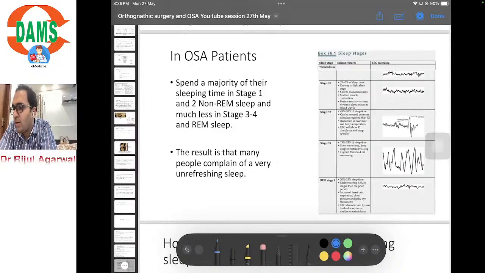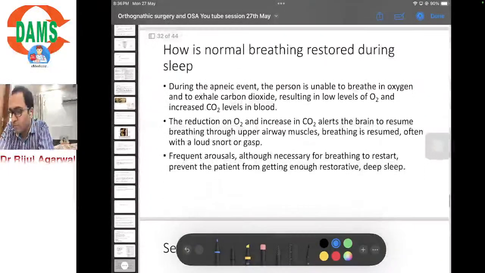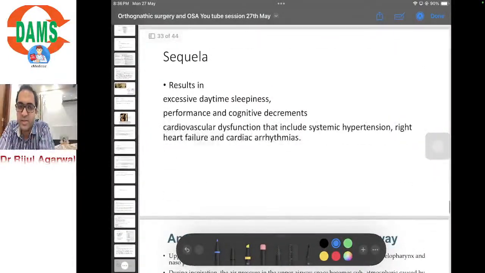Okay, from general knowledge, if the patient's sleep is not proper, there will be frequent arousals. It will affect productivity and health, cardiovascular disorders and so on. So what is the result? The result is that the patient complains of very unrefreshing sleep. What does it result in? It results in excessive daytime sleepiness, performance and cognitive derangement, cardiovascular dysfunction, leading to systemic hypertension, right heart failure and cardiac arrhythmias. These are the most common sequelae of obstructive sleep apnea.